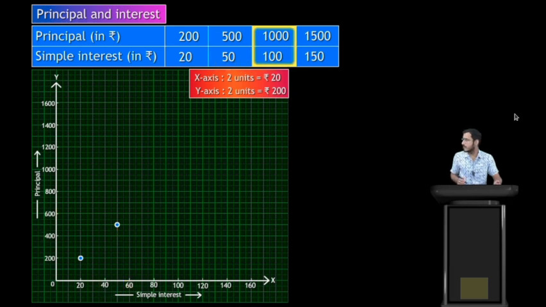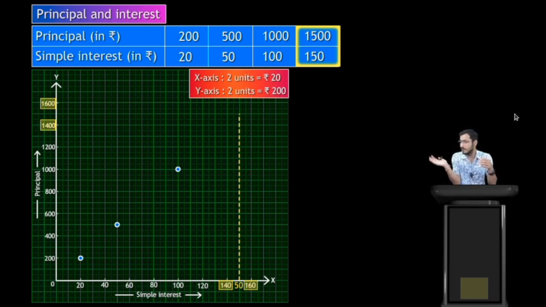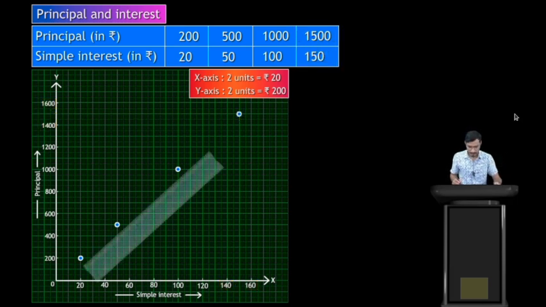Now third point will be 100 and 1000. So on the x-axis first we find 100. Now taking height 1000 and yes, we can draw third point like this, 100 and 1000. Then next one 150 and 1500. So 150, between 140 and 160 you can see 150. Now taking height 1500 like this, and 1500 is between 1400 and 1600. So here now the point is 150 and 1500.